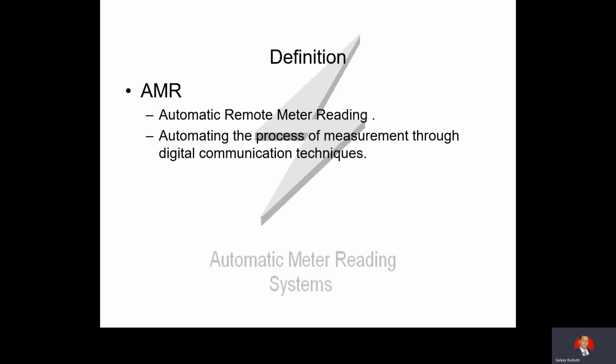So first of all, we'll cover AMR, that is automatic remote meter reading. And second, it is automating the process of measurement through digital communication techniques. Our basic purpose behind this case study is related to the application of embedded system design. Okay. Now, let us come to this application.